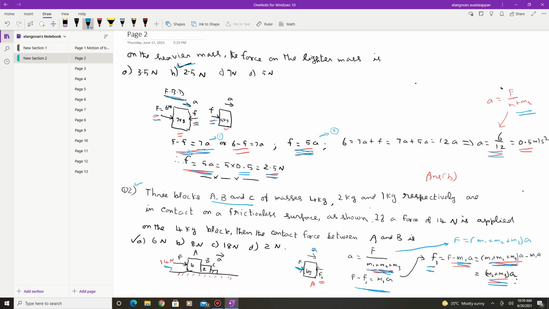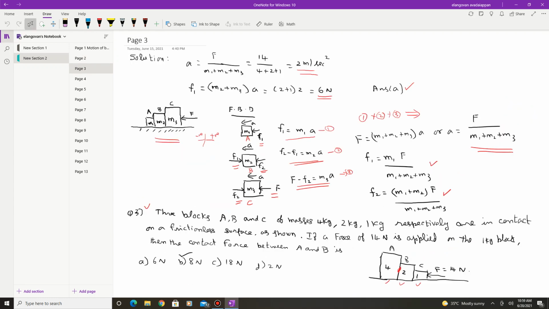So what is m2 and m3? 2 plus 1, 3. So F1 is equal to... the acceleration is given, that can be found out. The contact force F1 is also found because it is m2 plus m3 times the acceleration. Acceleration is the total force divided by the total mass, which is 2. So F1 can be determined by this expression.